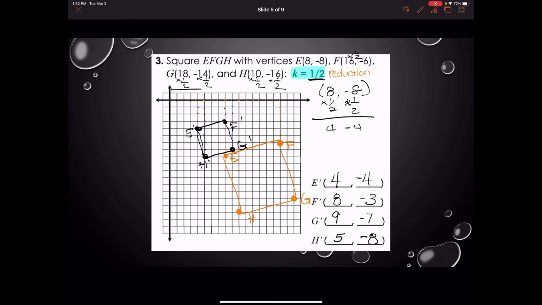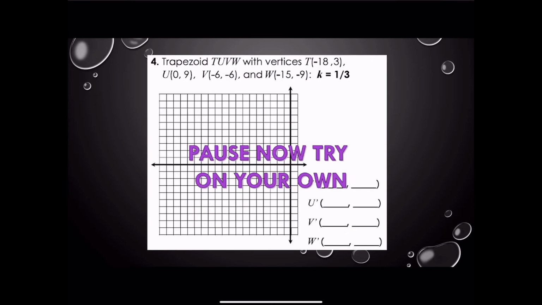Okay? Now, they're not necessarily going to be sitting inside each other or a mirror image of each other because I'm enlarging or reducing them. So I want you to pause now and try this one on your own. I want to see the pre-image, the image, and the new ordered pairs for credit.